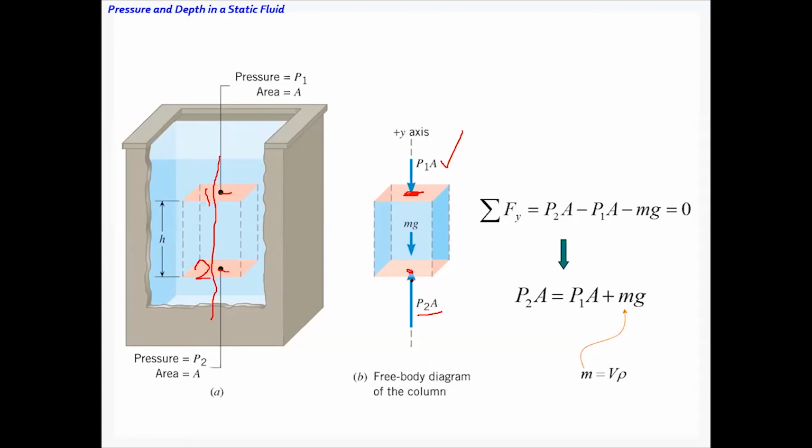Does it make sense? Then how about another force here? There is another force also: the weight of the chunk itself. So mass times acceleration due to gravity, which is a force. So there are 3 forces: one is P1A, the other is P2A, and the other is mg. Would P2A and P1A be related? They are definitely related. That's what we are trying to do. Our goal is to relate them.